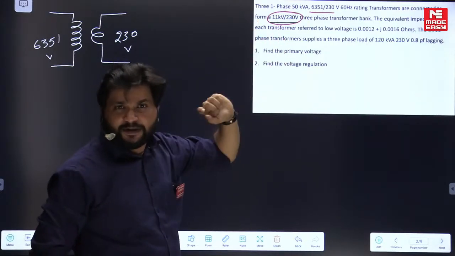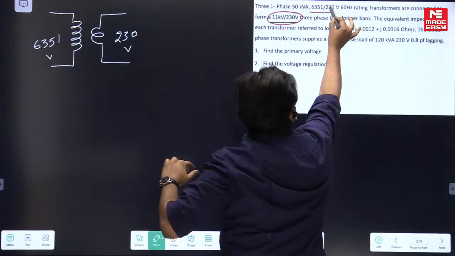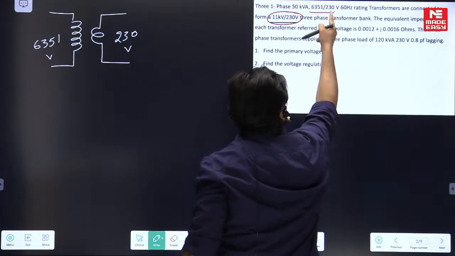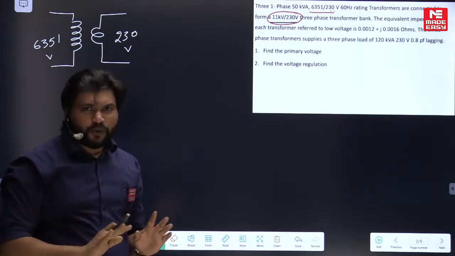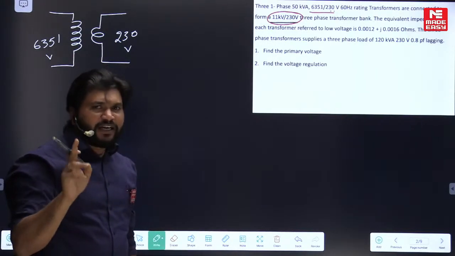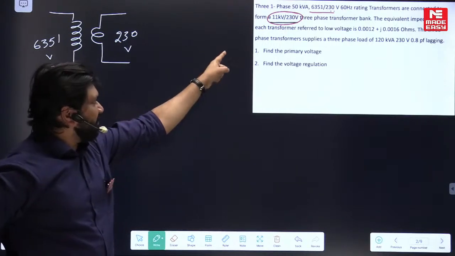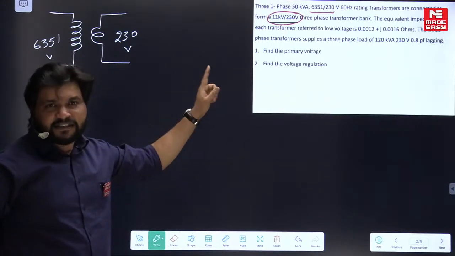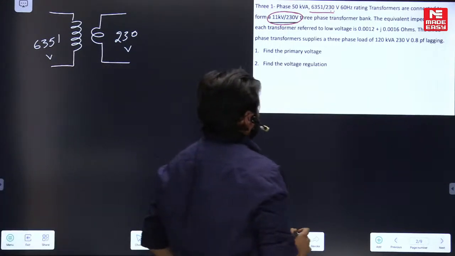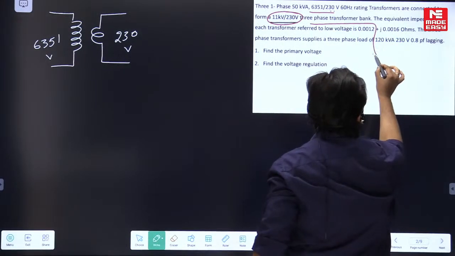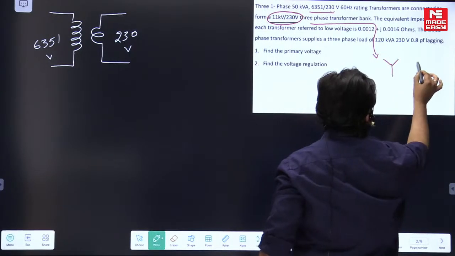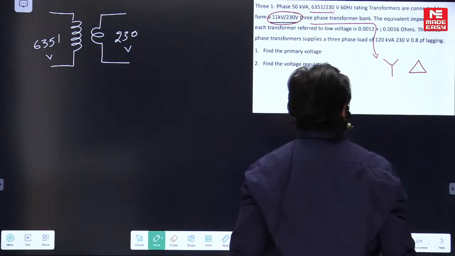So what does it imply? 230 implies the secondaries are connected in delta, because in delta line is equal to phase. That is obvious. But the primaries are definitely not in delta because it is 11 kV. So simply we can say it is connected in star. So what we can say now is this three-phase transformer bank is connected in star delta mode.